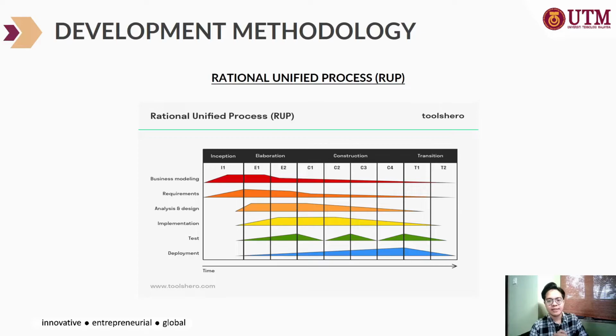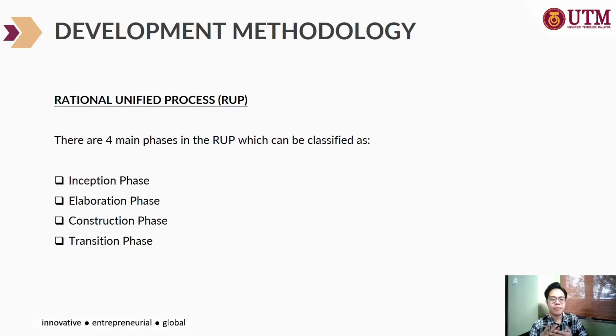So this is the graph for the phases contained in the RUP, which are business modeling, requirements, analysis and design, implementation, test, and deployment. So there are four main phases in the RUP, which can be classified as inception phase, elaboration phase, construction phase, and transition phase.